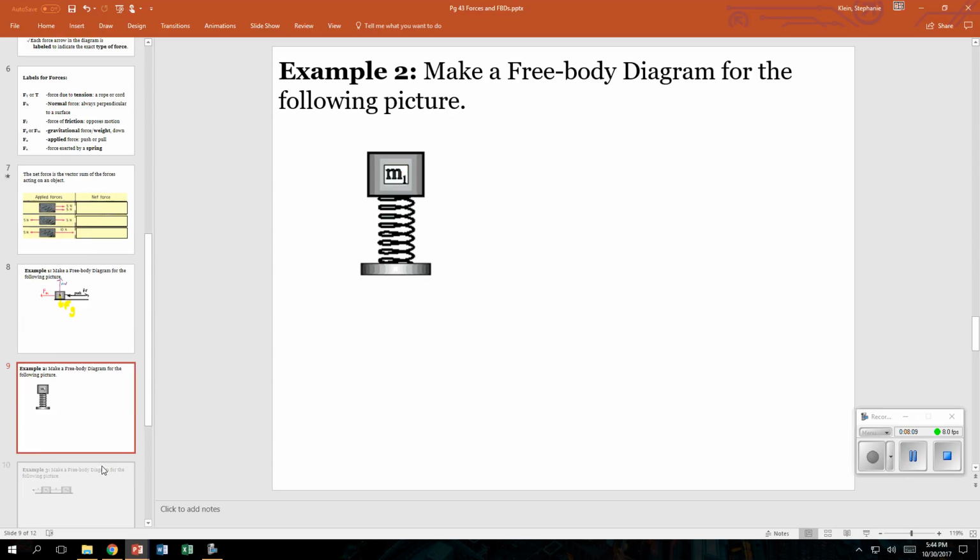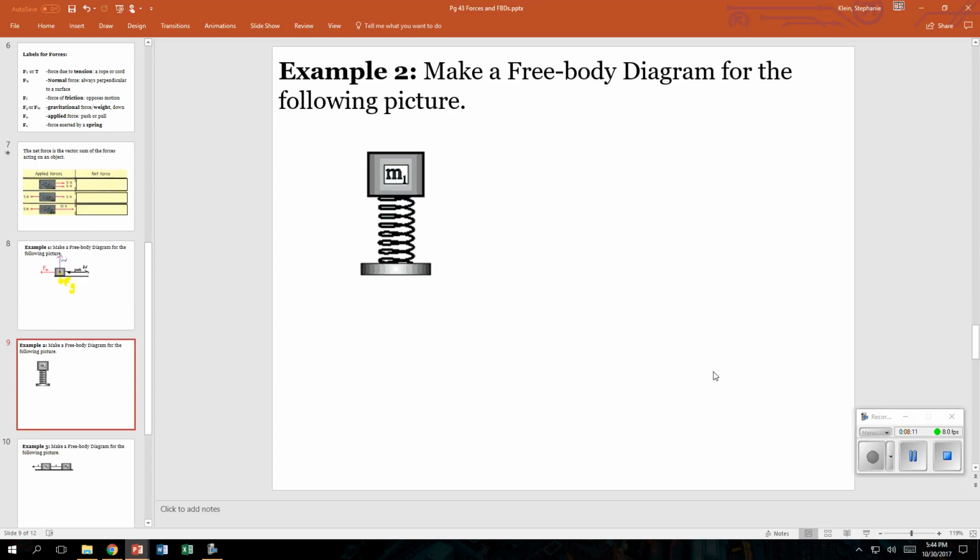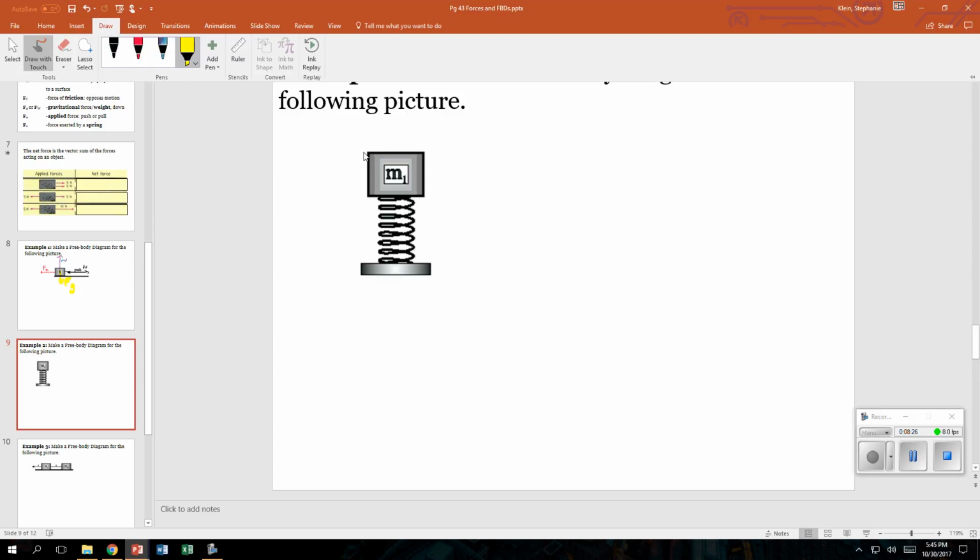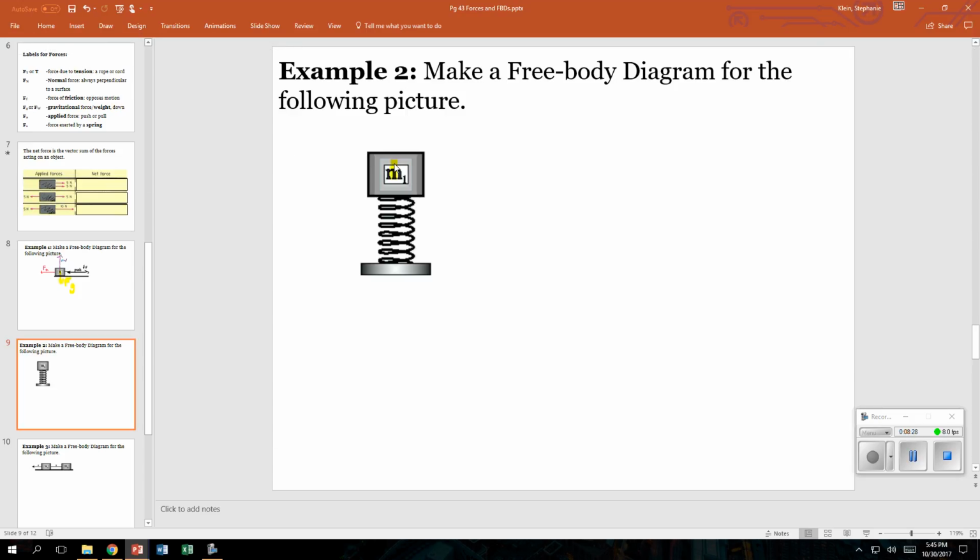Okay. Now, we need to make a free body diagram for the following picture. So here we have a spring, and that is actually where force is coming from, and that spring is going to be pushing upwards from the box, in the center of the box this way. And that is my spring force. Notice the spring.